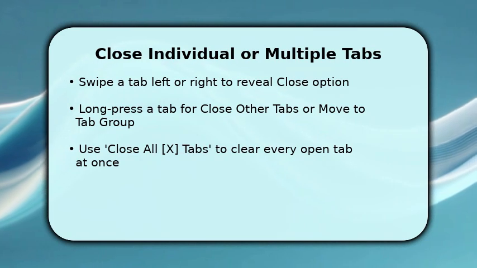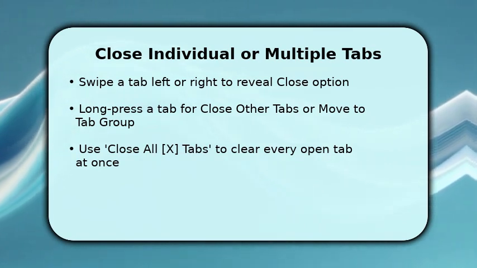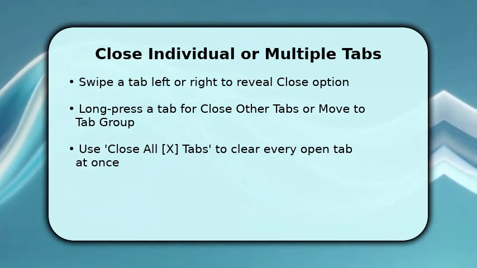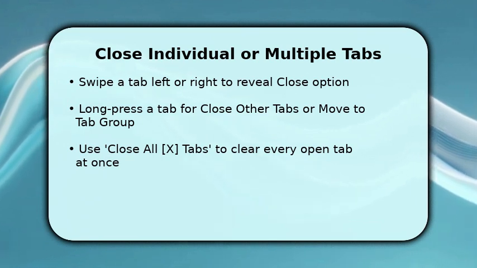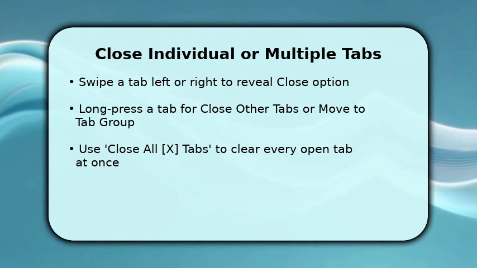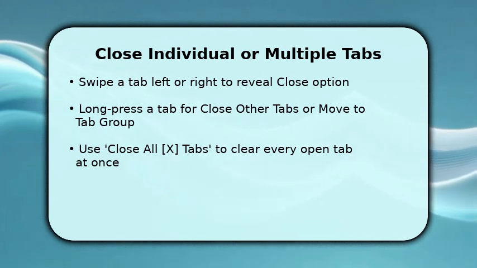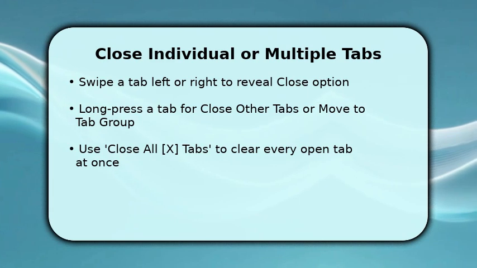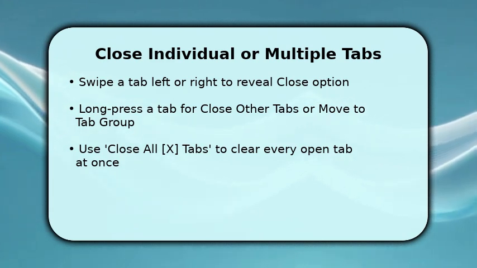For faster cleanup, long press one tab to reveal commands like close other tabs or move to tab group, which helps organize without repeating steps. If you want a full reset, use close all tabs from the long press menu. Make sure to confirm you're in the right tab group so you don't unintentionally wipe a set you still need.